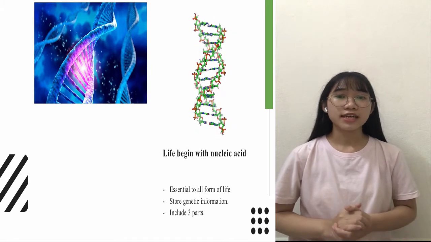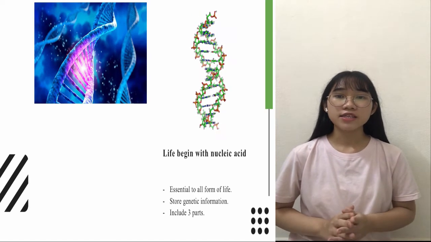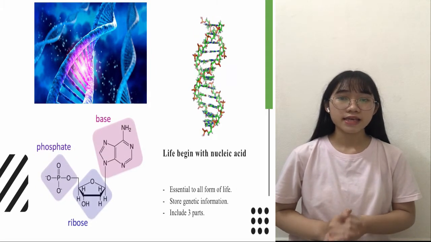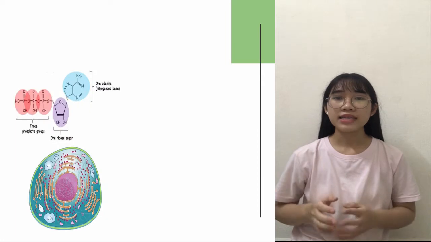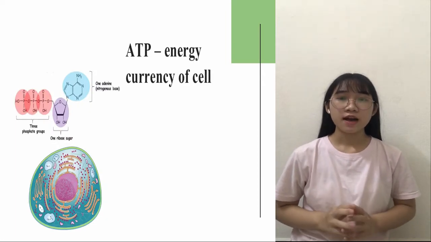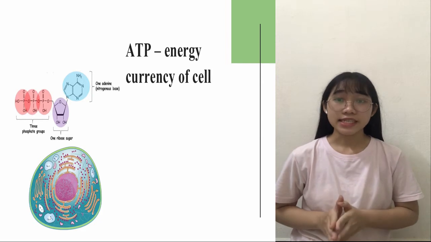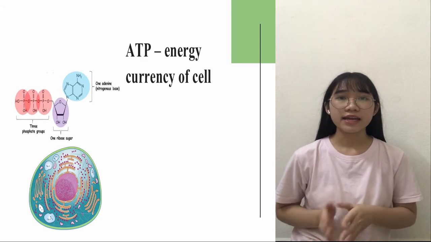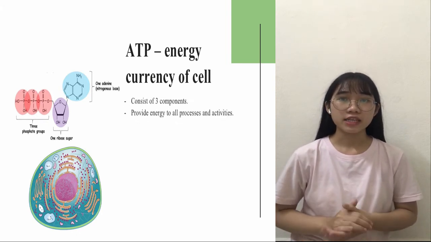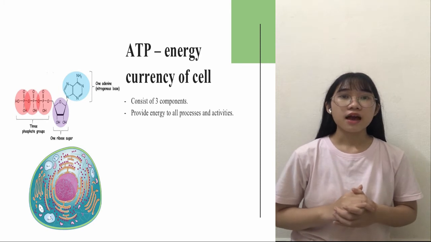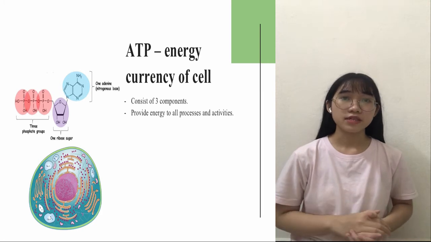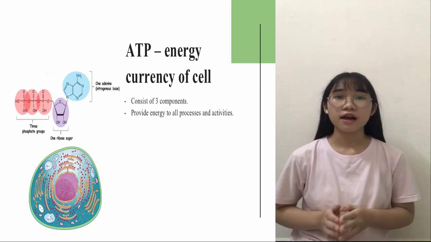Nucleic acids store genetic information, and they are made of 3 parts: a heterocyclic base, a sugar, and a phosphate ester. For example, ATP consists of 3 components: a nitrogenous base, adenine, the sugar ribose, and the triphosphate. ATP is an organic compound and hydrotrope that provides energy to drive many processes in living cells, found in all known forms of life. ATP is often referred to as the molecular unit of currency of intracellular energy.